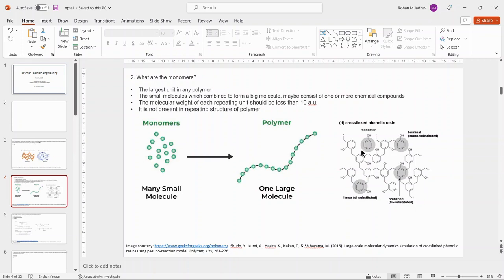A monomer can be of any size. Here a cross-linked phenolic resin is shown, where the monomer itself is a benzene ring attached with an OH group. This monomer is then formed into this cross-linked polymer, which has branching, cross-linking, and terminal monosubstituted groups. This itself provides rigidity to the polymer and its different properties.